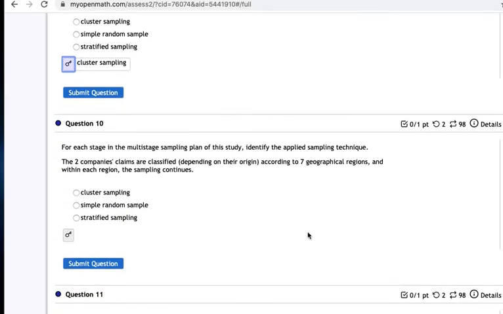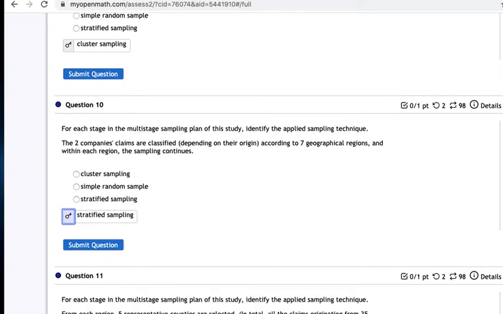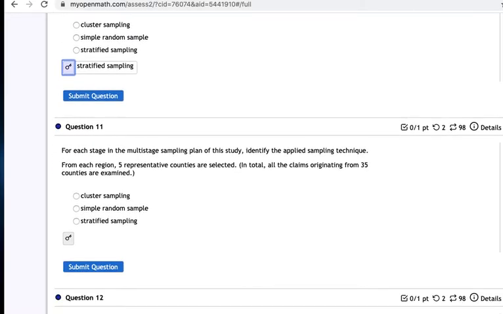Okay, let's see, next one. 2 companies' claims are classified depending on their origin according to 7 regions. And within each region, you sample. Okay, so now here's a case where you divide it up into 7 groups, and then you randomly pick a few from each group. So it's different than cluster. So you have a group, you just pick a few from each group. I believe that's stratified sampling. And it is.